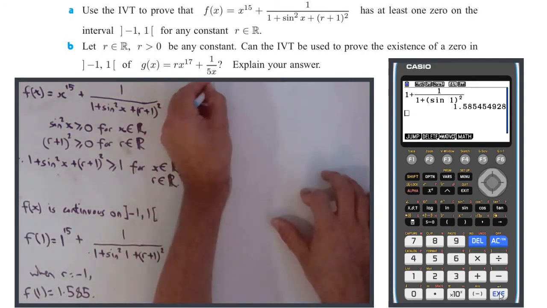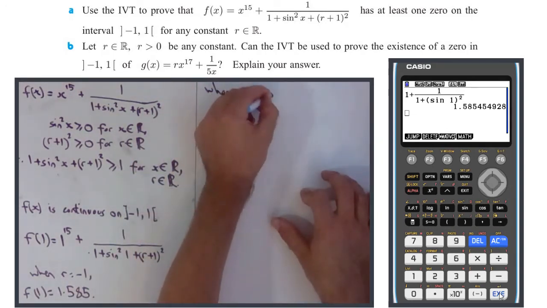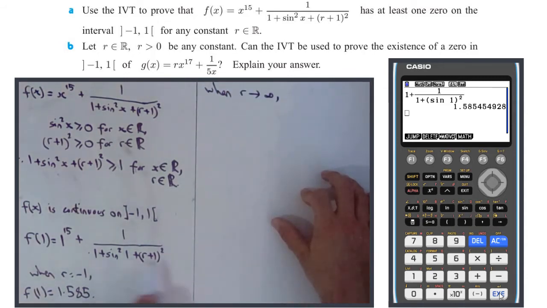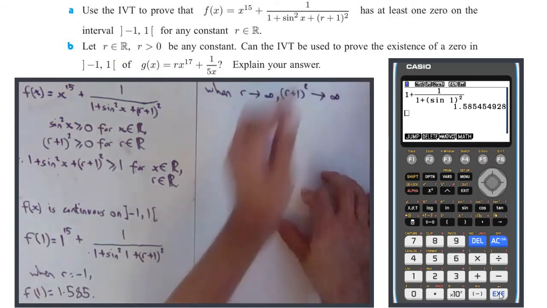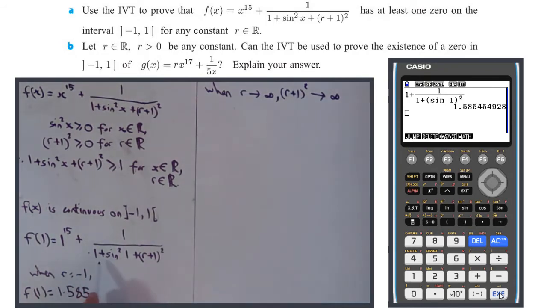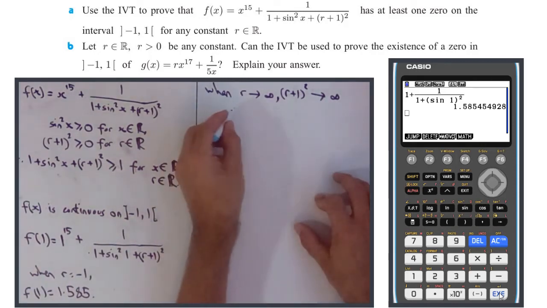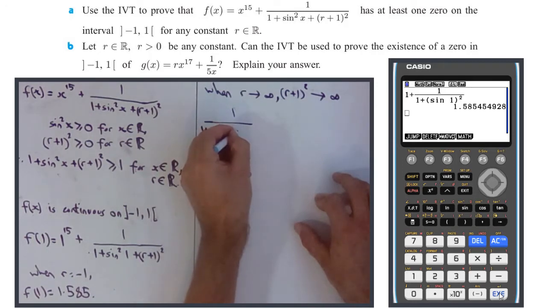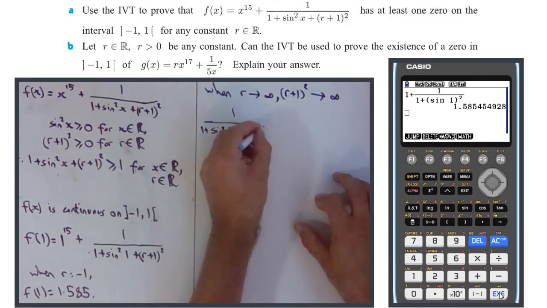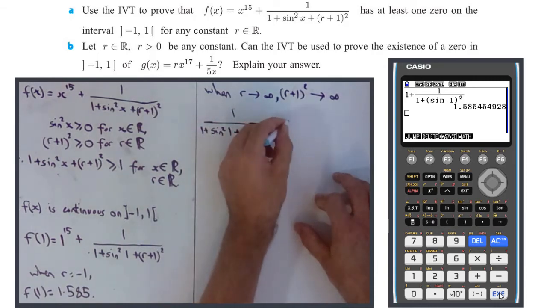So when we let r approach infinity, the denominator is going to approach infinity. So r plus 1 squared is also going to approach infinity. The 1 and the sine squared 1 don't do anything. It's basically a constant plus infinity, and then we divide 1 by that. This whole fraction is going to approach 0, right? So 1 over 1 plus sine squared 1 plus r plus 1 squared is going to approach 0, right?